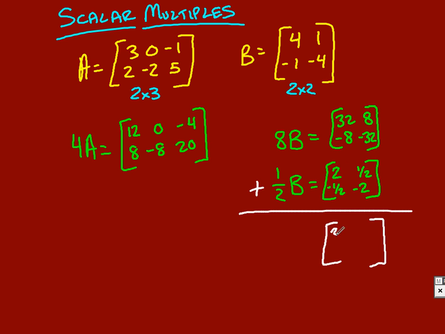32 plus 2 is 34 for the top left. 8 plus a half would be, well, 8 and a half. I can write it just like that. Negative 8 minus a half, so negative 8 and a half. And negative 32 minus 2 is negative 34. So I can do lots of different things, linear combinations and scalar multiples, when I do this adding and subtracting of matrices.